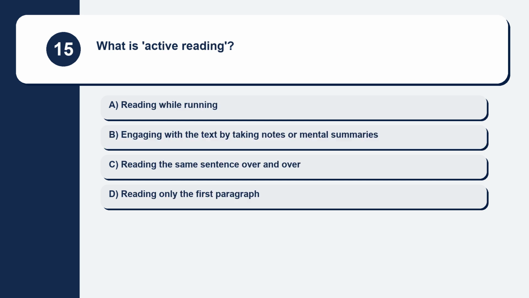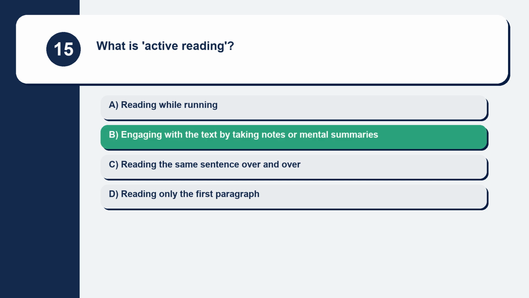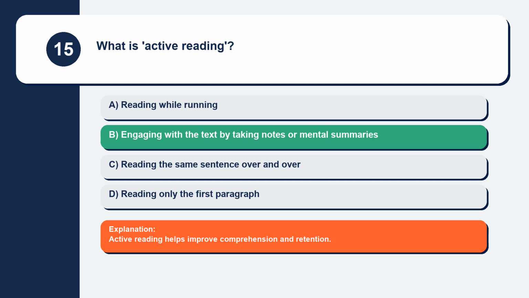Question 15. What is active reading? Reading while running. Engaging with the text by taking notes or mental summaries. Reading the same sentence over and over. Reading only the first paragraph. Active reading helps improve comprehension and retention.